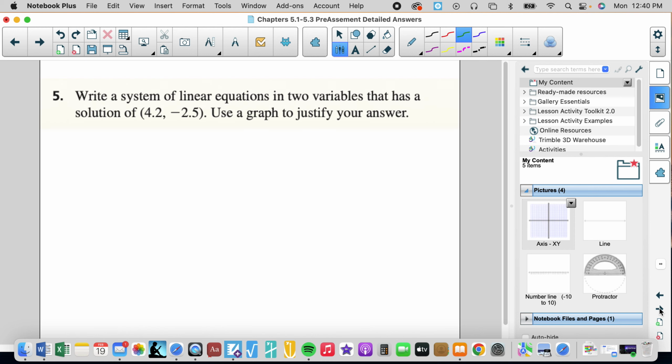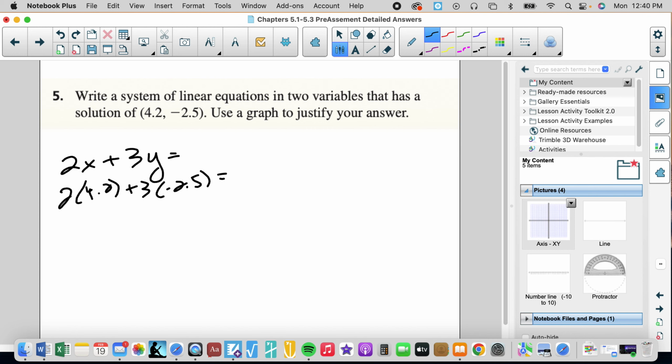Write a system of linear equations with two variables that has a solution of that. Use a graph to justify your answers. Write a system. So I got to write two equations. So the easiest way is you pick coefficients, and then you plug it in. You plug your x value in and your y value in, and you simplify.